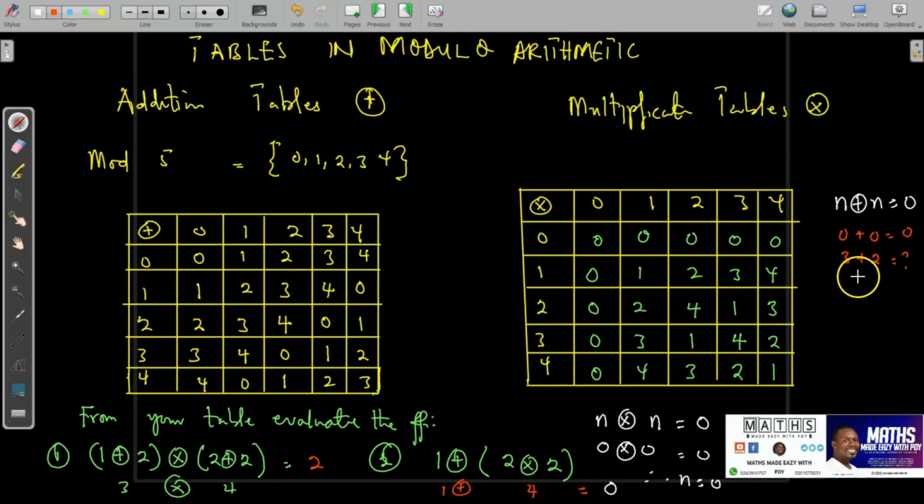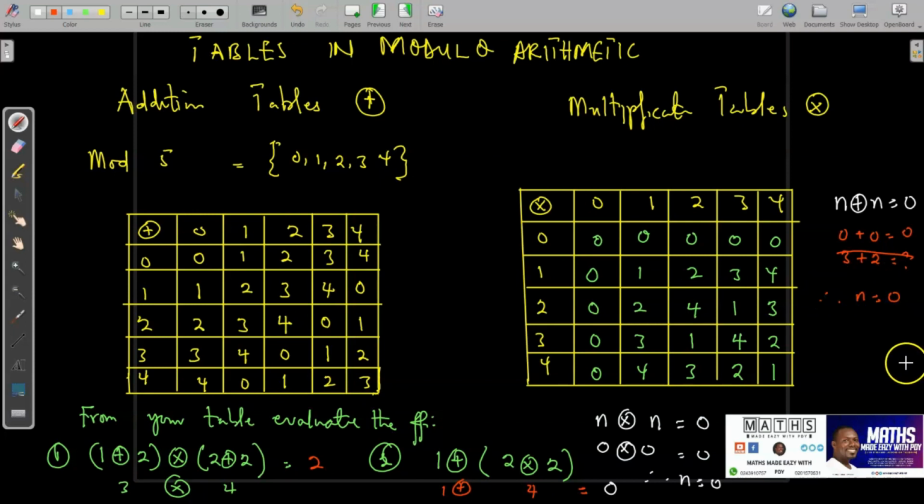0 plus 0. So it's only 0 plus 0. This cannot be a possible solution. So it is 0 plus 0 giving you 0. Therefore, n is equal to 0.